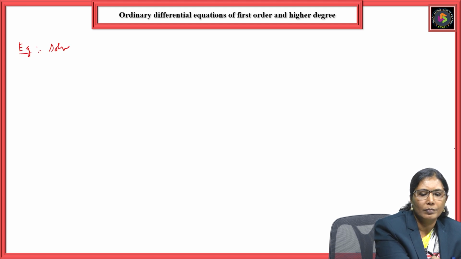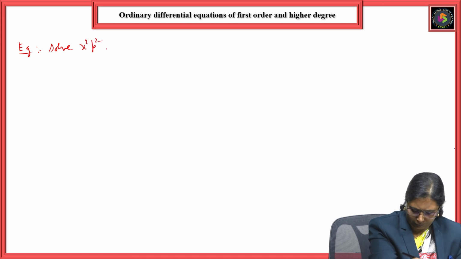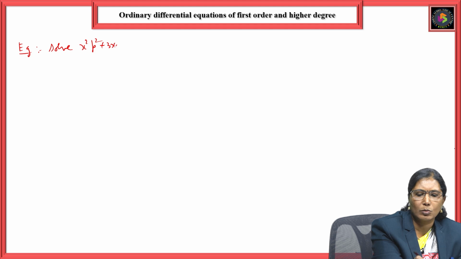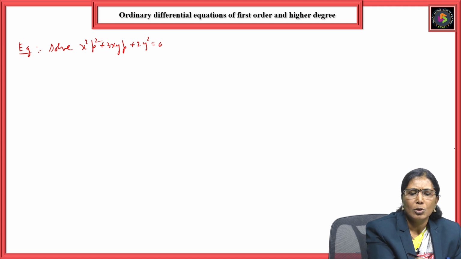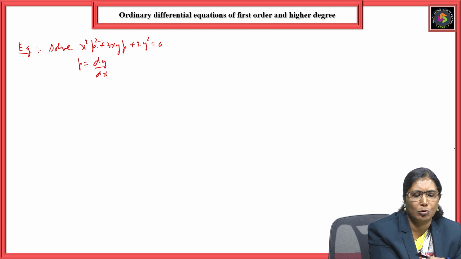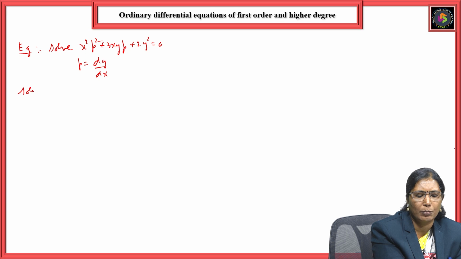Solve x square p square plus 3xyp plus 2y square is equal to 0. So this is the differential equation of first order and degree 2. What is p here? p is nothing but dy by dx. So first order, degree is 2. So let us solve the problem.